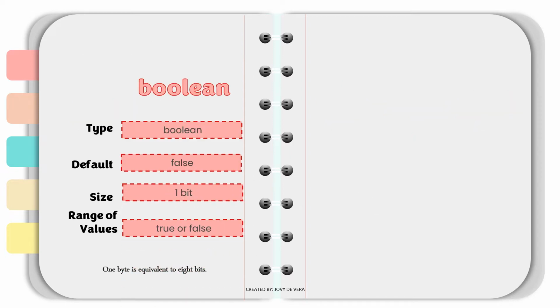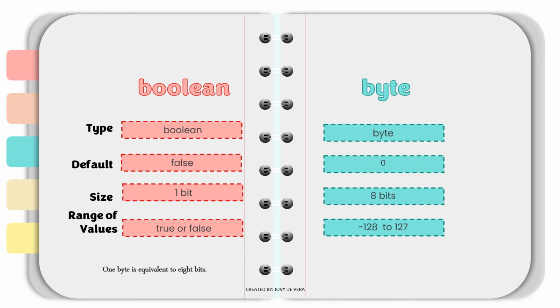The Boolean data type, the default value is false, the size is 1 bit, range of values, it may either be true or false. For the byte data type, so the default value of byte is 0, the size is 8 bits, and then the range of values from -128 to 127.